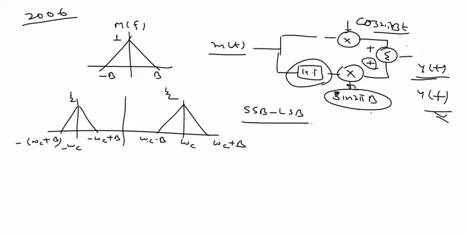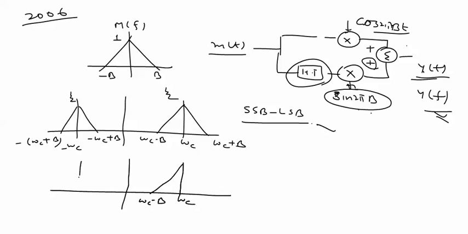Either one of the components is suppressed. We want to generate LSB, which means USB is suppressed. USB is suppressed, and the result will be this.